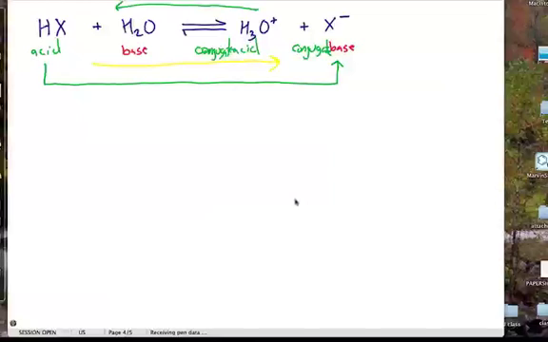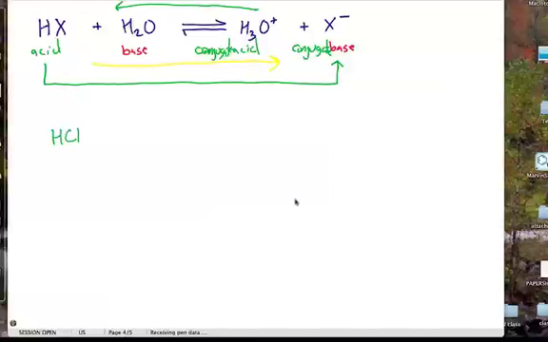The acid, when it becomes deprotonated, forms the conjugate base. The base, when it gains a proton, forms the conjugate acid. So this conjugate acid-base pair is a fact out of all these behaviors. And so we can actually predict.